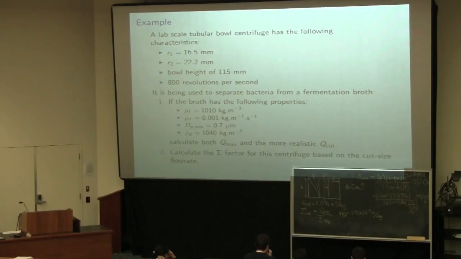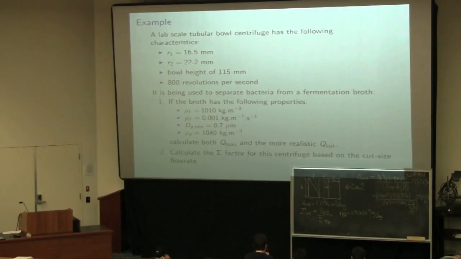Right. Small particles, very, very small density difference between the fluid and the particle. And then secondly, this is under gravity. So no surprise that we're getting a very, very small terminal settling velocity. This is exactly why we're using a centrifuge to separate them out.